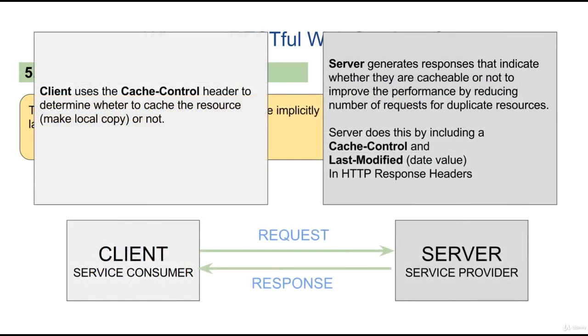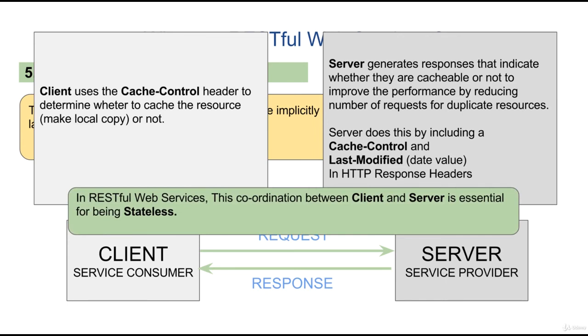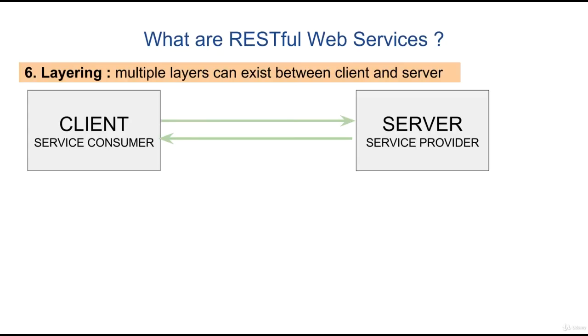So the client uses the cache control header to determine whether the resource or the response has to be cached or not. So with this principle, it helps coordinate between client and server and maintain a coordinated communication, and this is how the server can remain stateless. So this was the concept of caching.